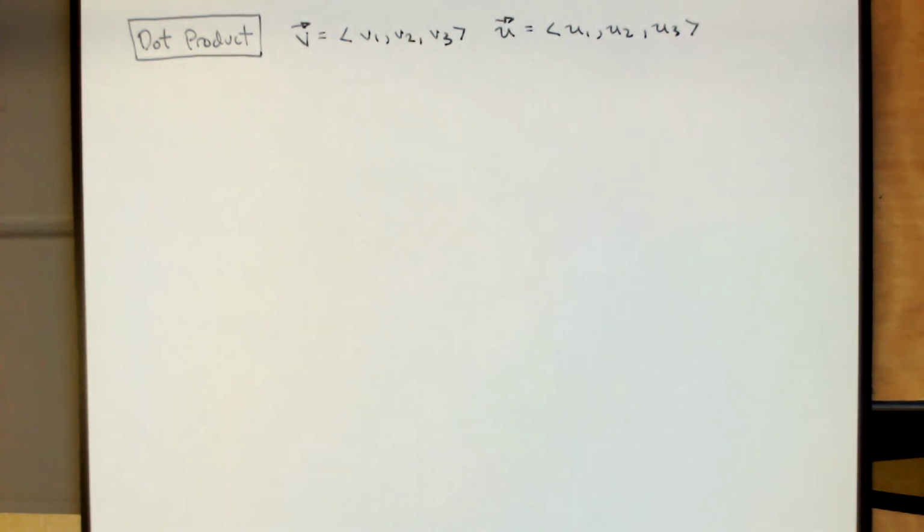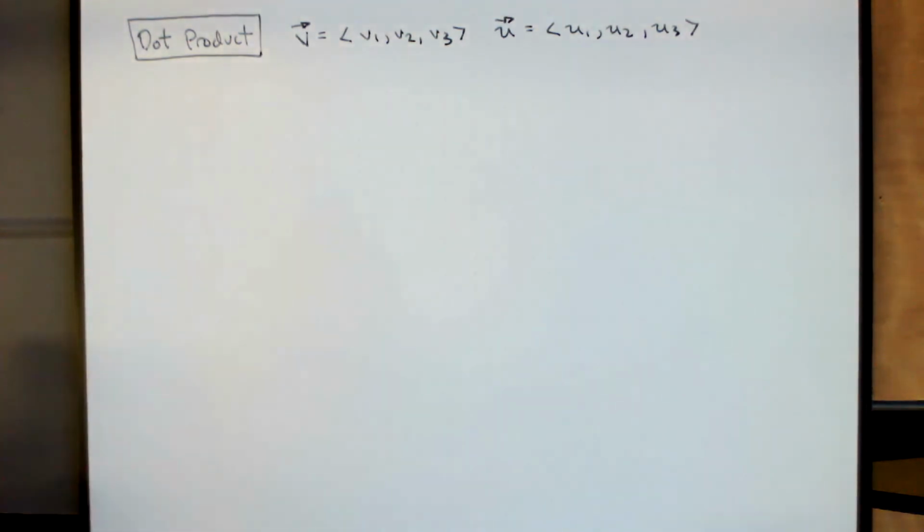Notice that V and U have little arrows on top. Those are vectors. Notice that V sub 1, 2, and 3 and U sub 1, 2, and 3 do not have arrows on top because those are scalars. The components of a vector are scalars. Two ways we can compute the dot product. One of them tells us what the dot product is telling us.